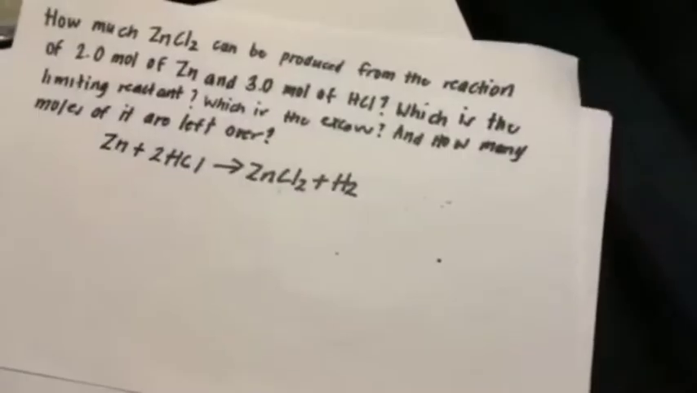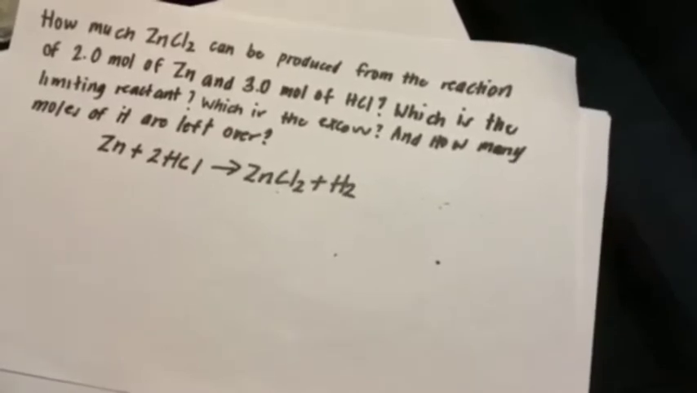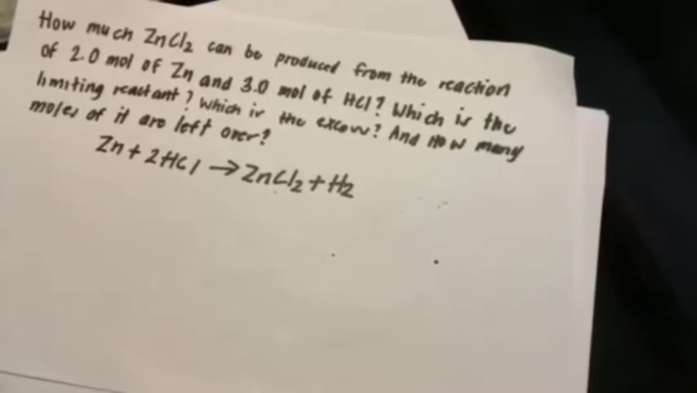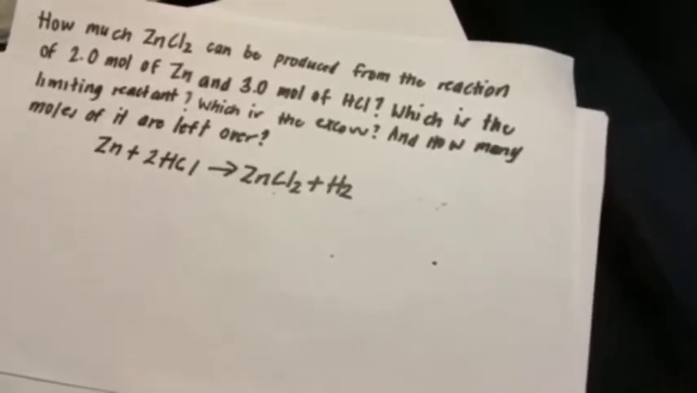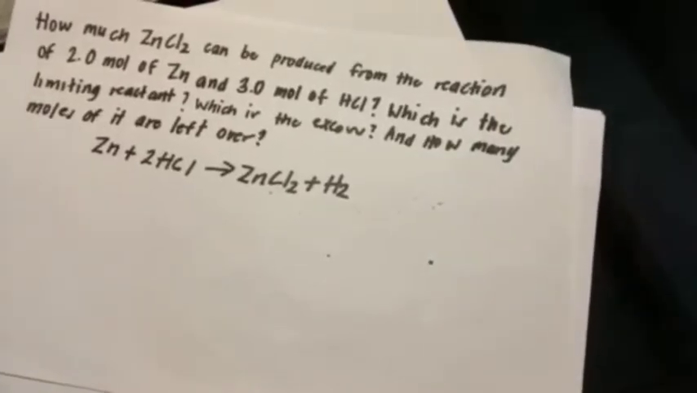We can see our first problem here. How much zinc chloride can be produced from the reaction of 2 moles of zinc and 3 moles of hydrochloric acid, which is the limiting reactant, which is the excess, and how many moles of it are left over. So the first step is to balance the equation. But as you can see in the example, the equation is already balanced. So we can move on to computing for the limiting reactant.